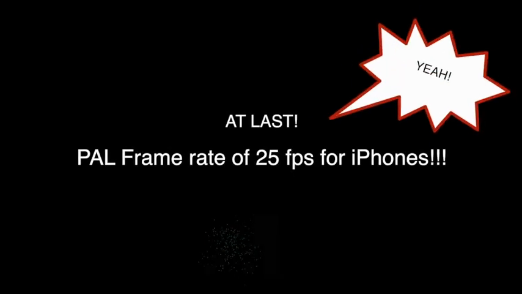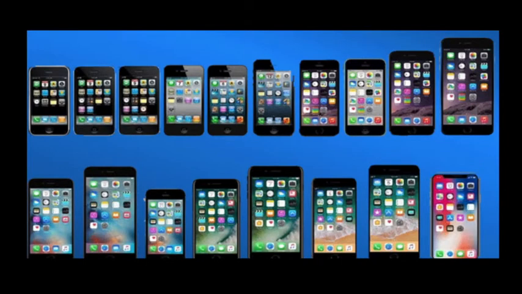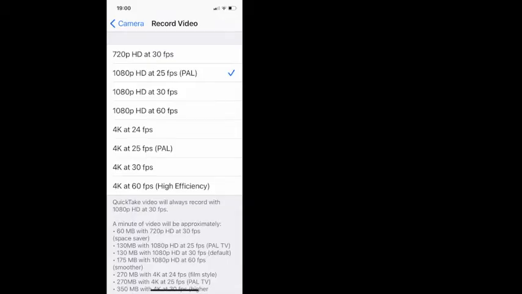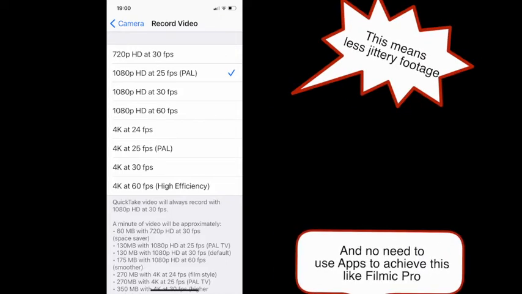At last, PAL frame rate of 25 frames per second for iPhones. It has taken more than 13 years for Apple to put the PAL frame rate of 25 frames per second into their iPhones. Joy and rapture. At last, it is simple to use iPhone footage for documentaries and films in the PAL territories. This video will show you how.